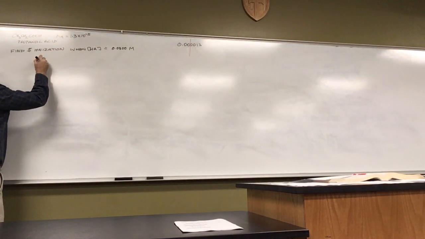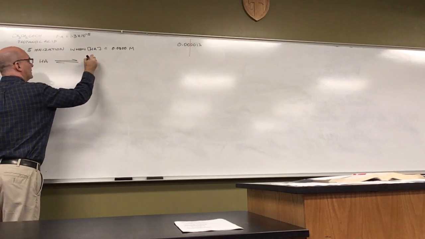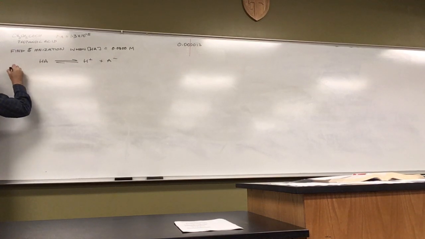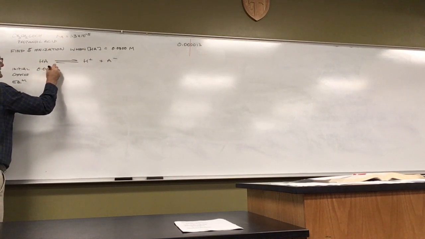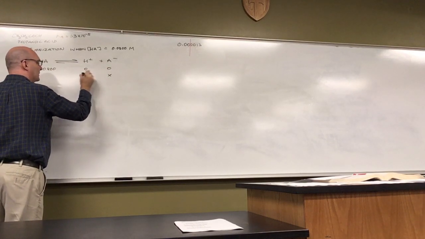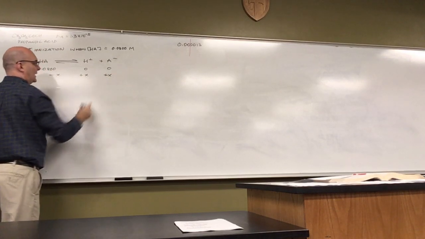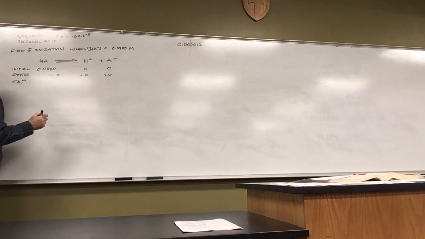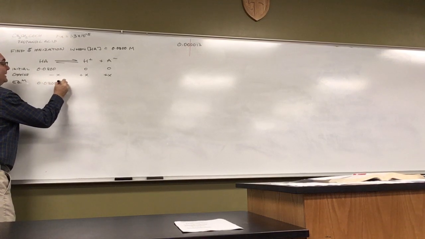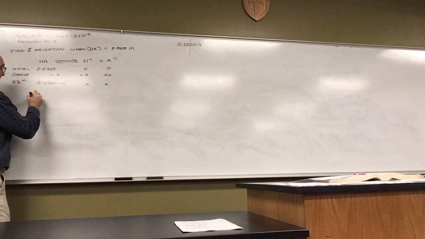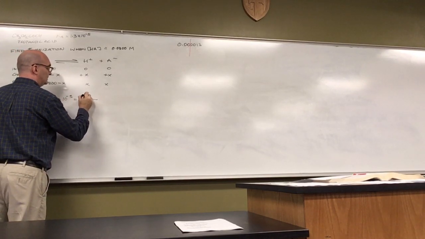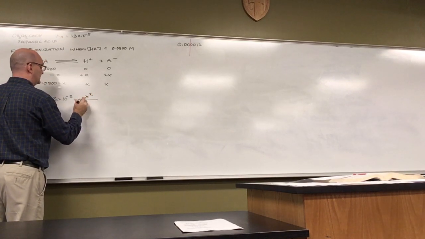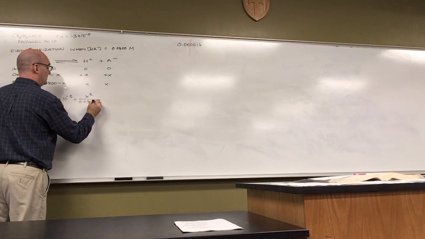Okay, all right, done this many times. Initial, change, equilibrium. Initial value is 0.08, nothing and nothing. This goes up by plus x, this comes down by minus x, for all the reasons that we've described many times. 0.0800 minus x equals x, x. Ka is 1.3 times 10 to the negative 5, which is equal to x squared over 0.0800 minus x.